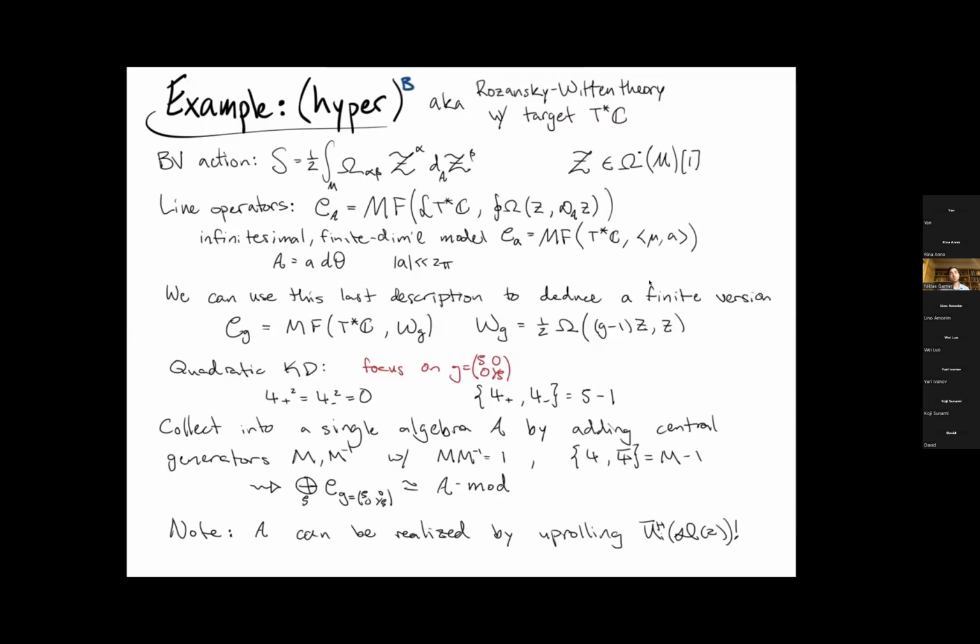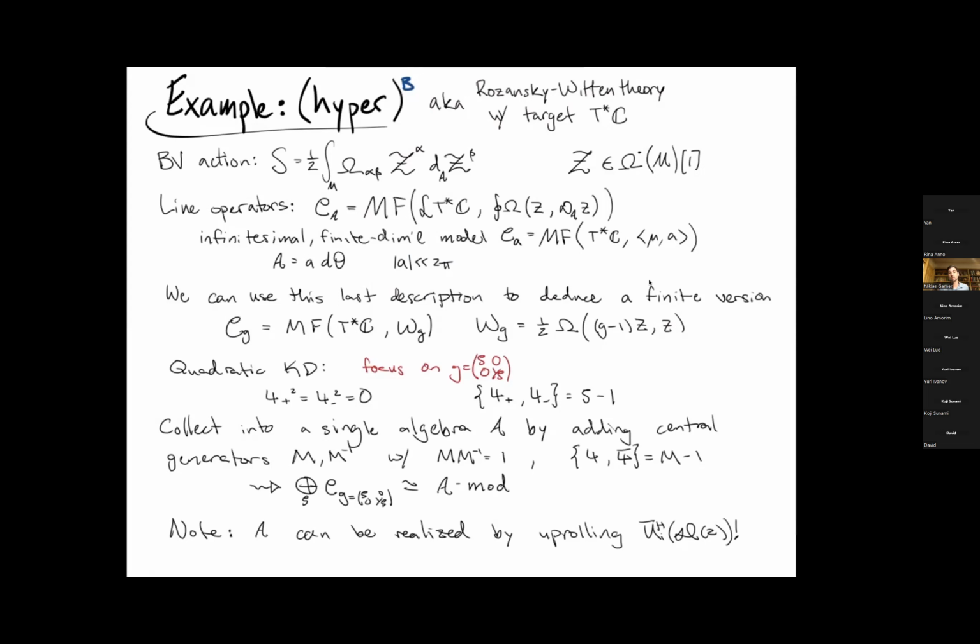I argued for you a description of the category of line operators coupled to a background flat connection A. And it was this infinite dimensional matrix factorization category that previously had shown up in work of Ben-Zvi and Nadler. And I proposed last time a finite dimensional version of this category realized by some conjectural Knörrer periodicity argument, where rather than looking at the loop space of all of T*C and having a background connection, we just have a Lie algebra element thought of as this unique flat connection A dθ, where θ is my coordinate on the circle.